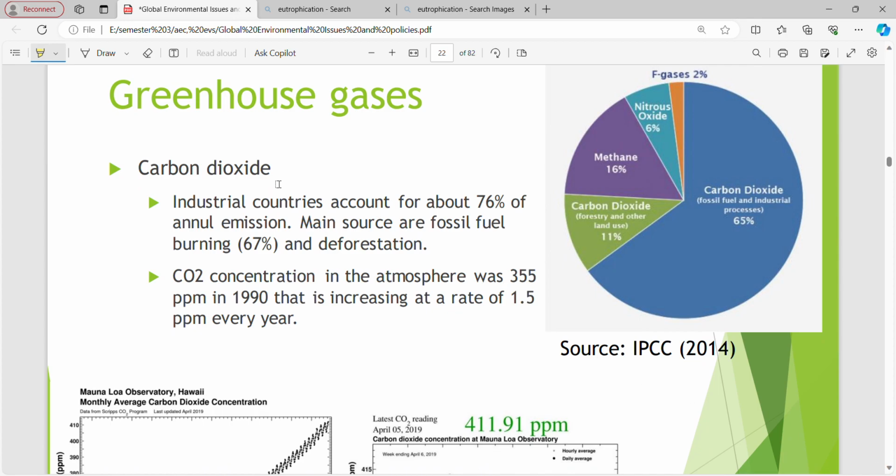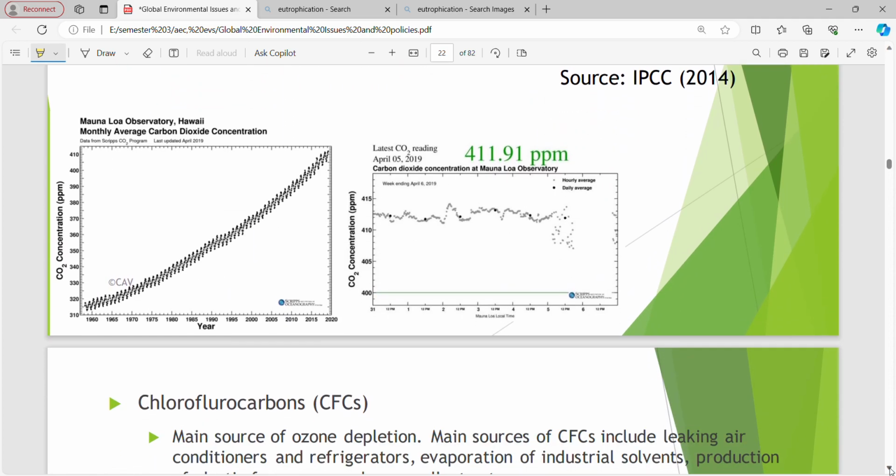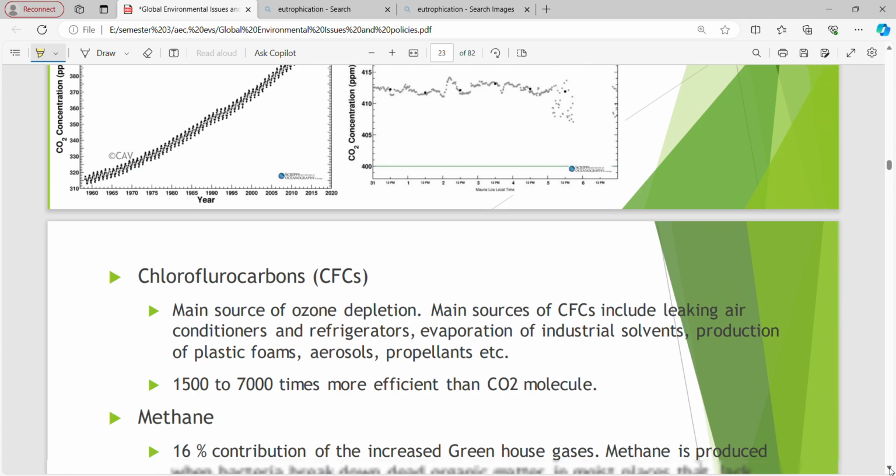Carbon dioxide: industrial countries account for about 76% of annual emission. The main sources are fossil fuel burning, 67%, and deforestation. Carbon dioxide concentration in the atmosphere was 355 ppm in 1990, and this increases by 1.5 ppm every year. That is the rate of increase. Then have a check on these diagrams. Take a screenshot if possible.